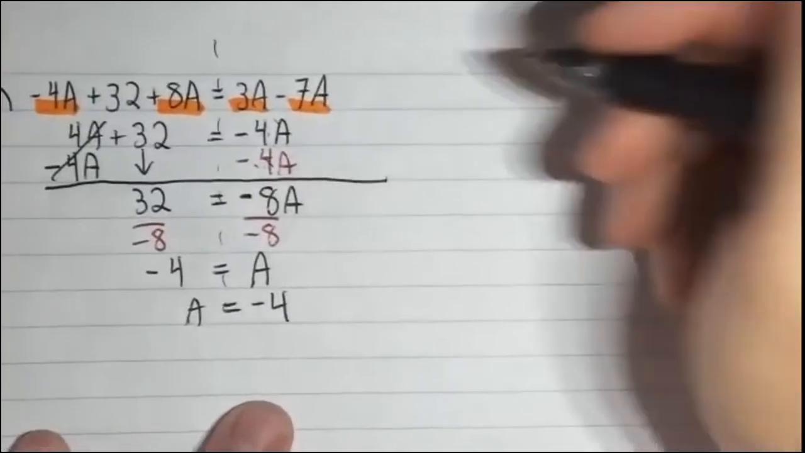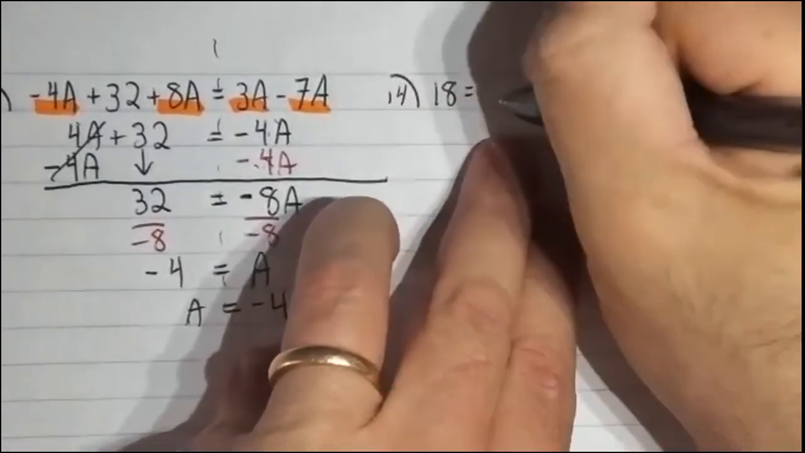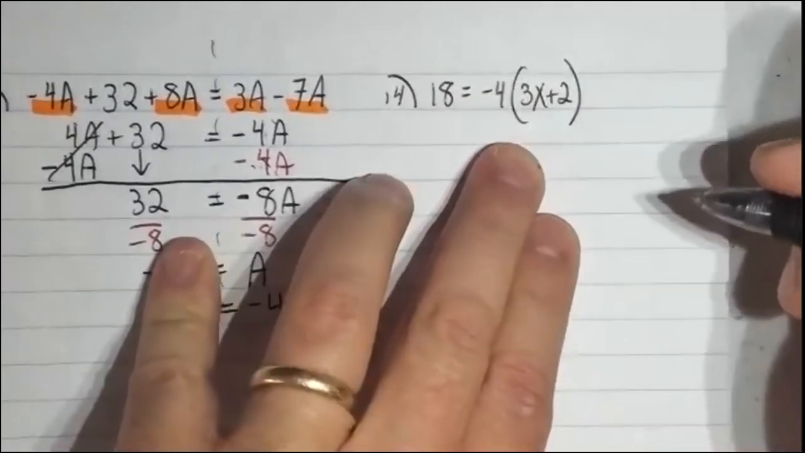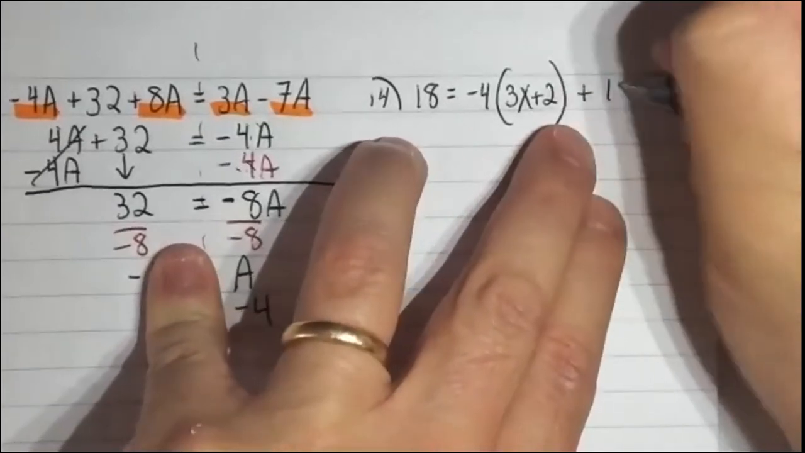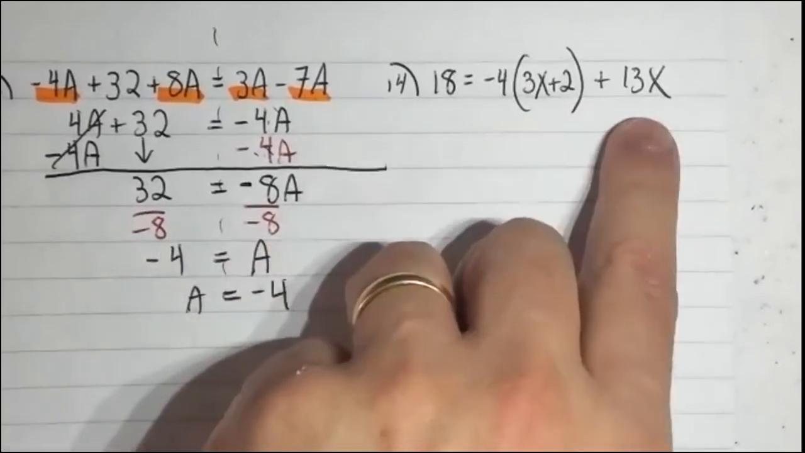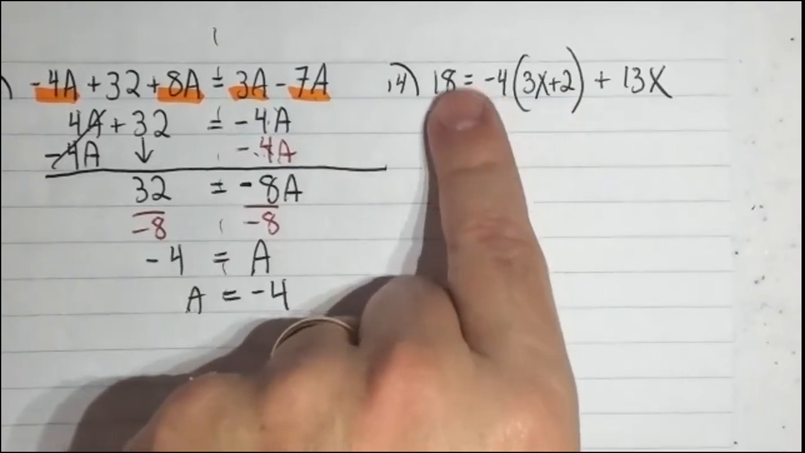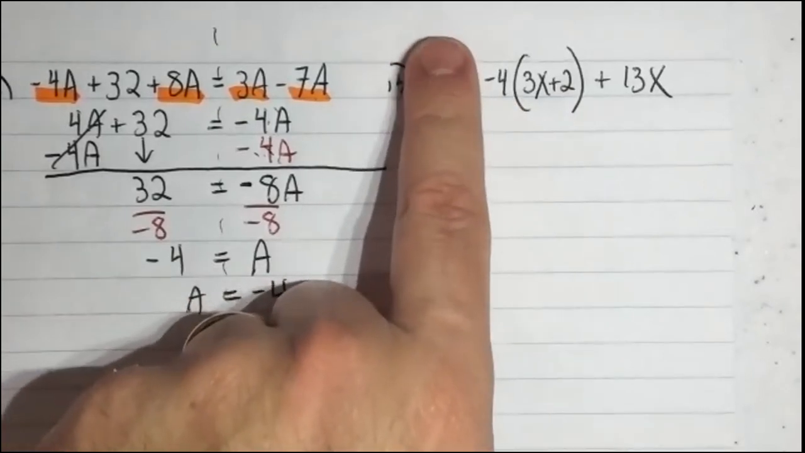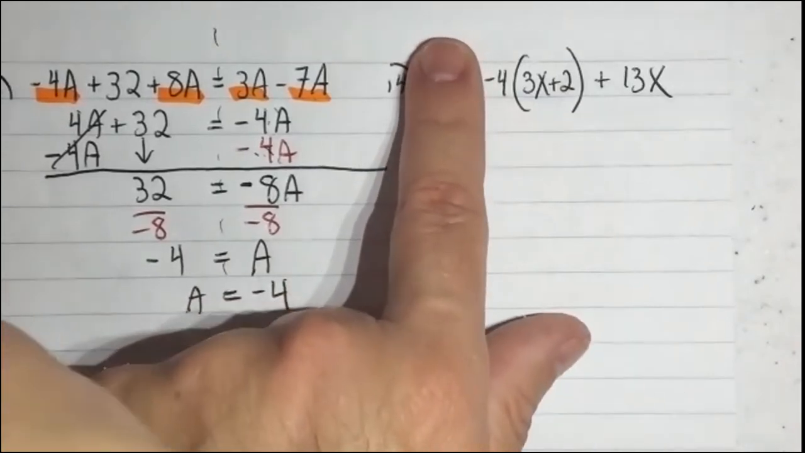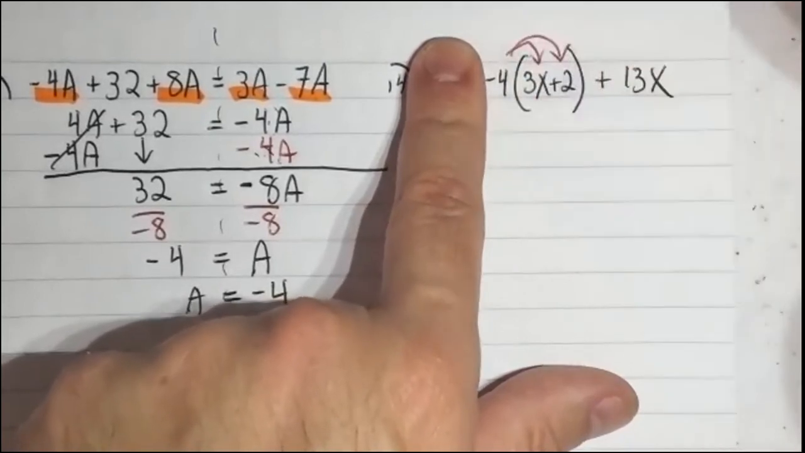All right, another example. Again, you've had expressions like this before that you had to clean up in 2.1. The only thing that's new is that now we have an equals 18 there. So you can kind of forget about that 18 for now. But the first thing we want to do is clean up this expression. I want to figure out if I have like terms, and if I do, I want to combine them.